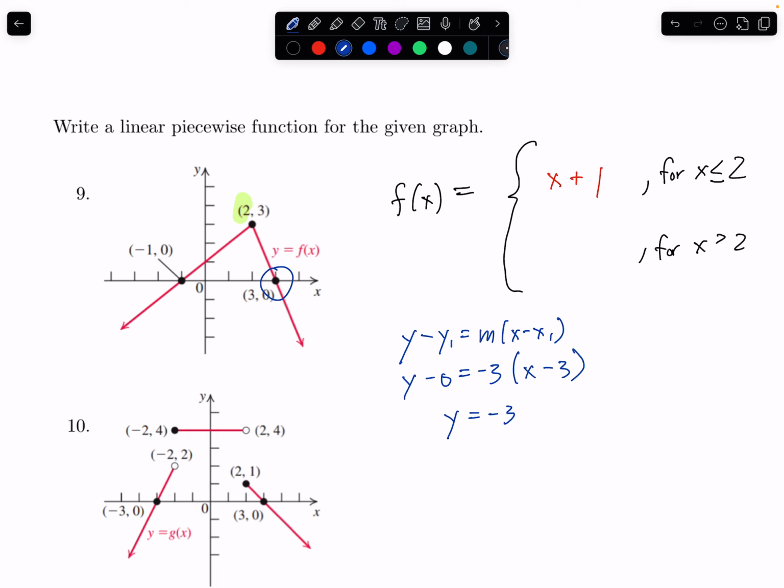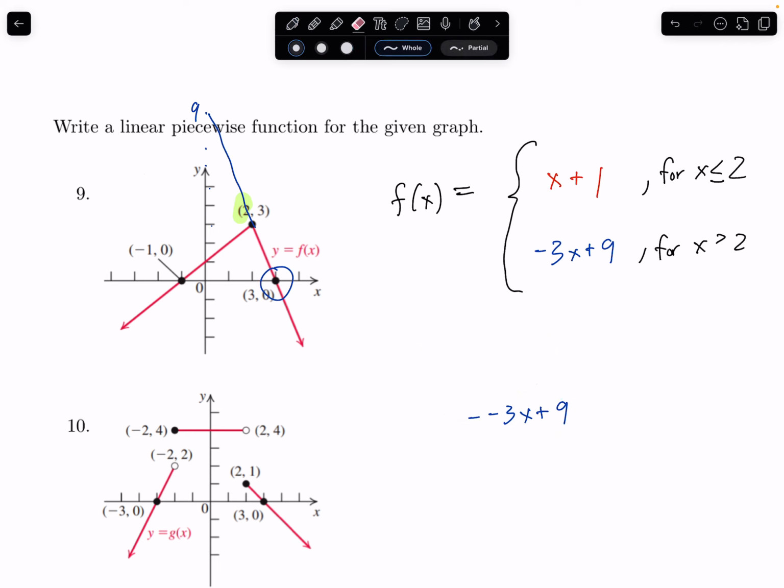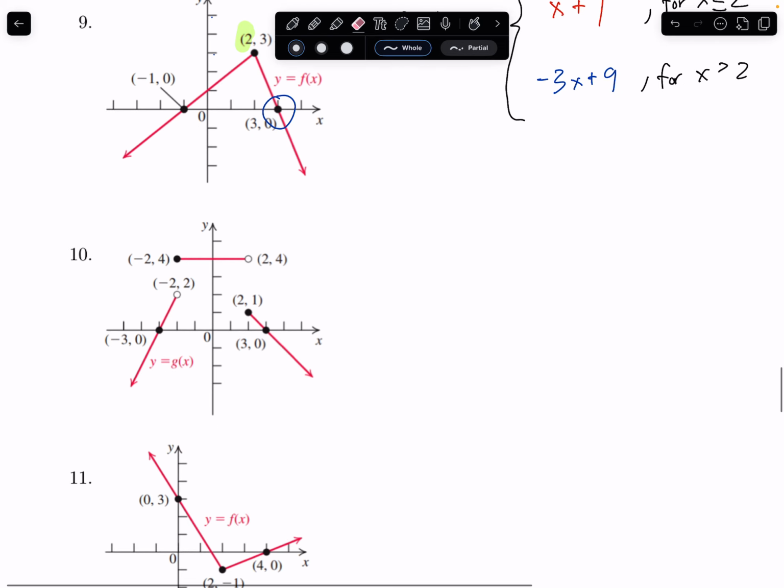Y minus 0 is just y. So I got y equals negative 3 times x minus 3. And then distribute that negative 3, negative 3x plus 9. Does that match up? Yeah, that matches up. That'll be 9 right there. Okay, so here's my equation, right? But I'm only going to need this right-hand portion, and that's the equation that I input right there. Guess that's my first piecewise function. Easy, done. Okay, next question.